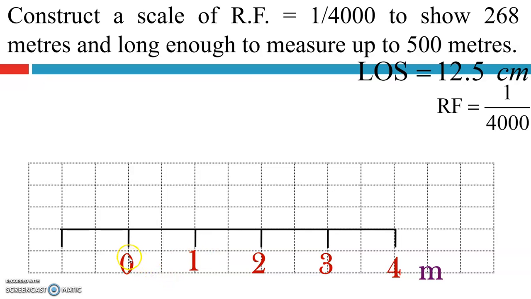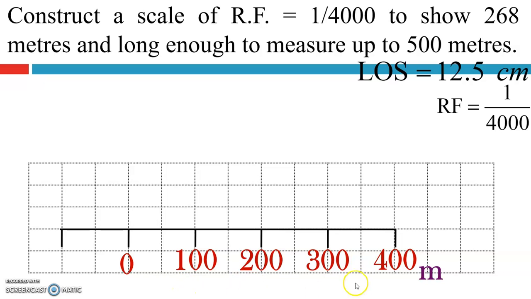So we have written here 0. In the leftmost division we are not required to write anything. In the second we have to start with the 0. Then we have to give 1, 2, 3, 4. Is it correct? No, it is not correct, because this one division represents 100 meter, not 1 meter. So here we have to write 100, 200, 300 and 400, and this is meter. So we have written 100 meter, 200 meter, 300 meter and 400 meter. And this length gives us the dimension 100 meter.